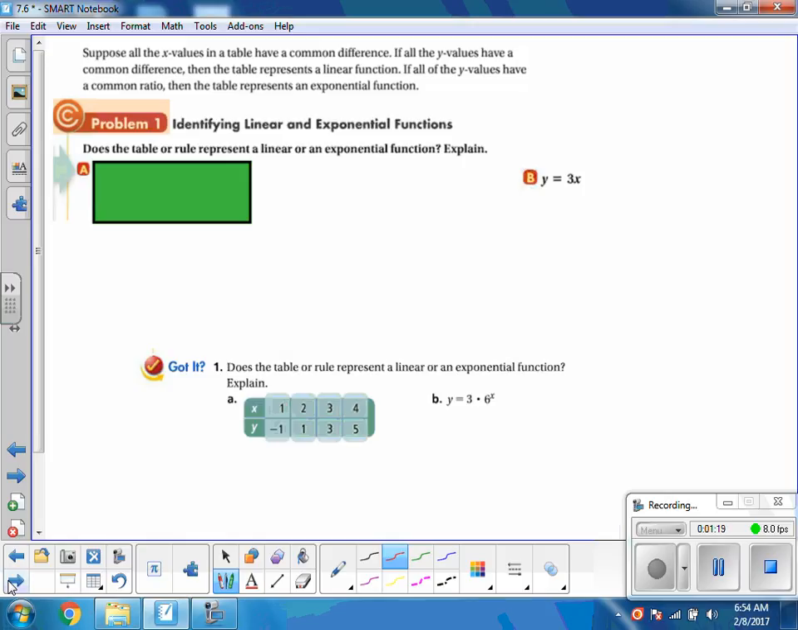So suppose all the x values in a table have a common difference. If all the y values have a common difference, then the table represents a linear function. Like if you see something going up by 2 each time, like it's adding 2, or it is subtracting 7 each time. So as you move down the table of values, if you see that there's this constant amount being added or subtracted, then you're looking at a linear function. But if all the y values have a common ratio, okay, then the table represents exponential functions, so a common ratio.